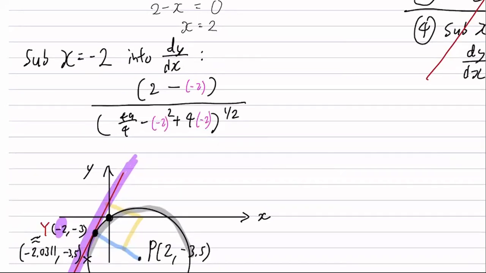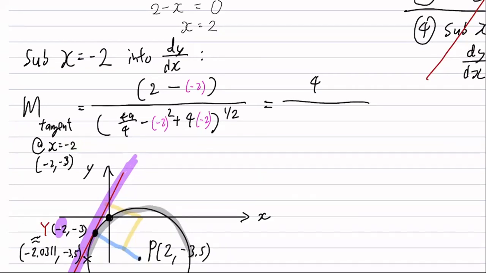Now this will give us the gradient of the tangent line at x equals to -2, and of course y equals -3. But you only need to focus on the x coordinate. So if you just type this inside the calculator or do it manually, you get 4 over, some big number. Let's see, 49 over 4 minus bracket -2 bracket square plus 4 times -2. You get 1/4 power half, which is what? Square root, right? Square root of 1/4 is what?